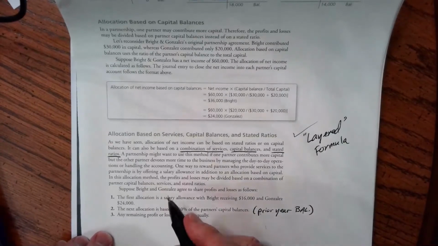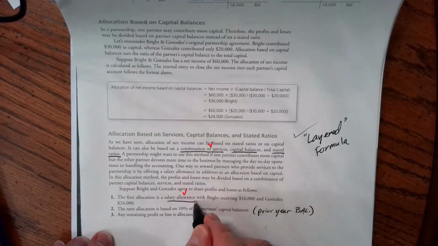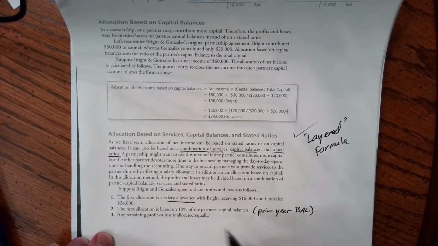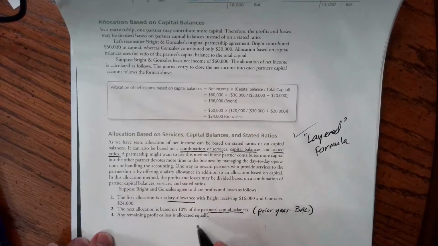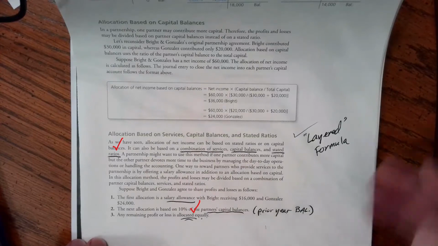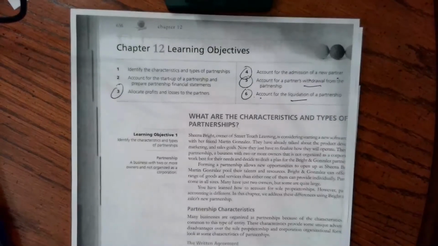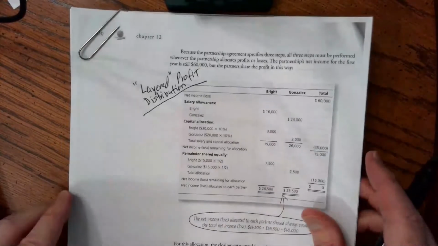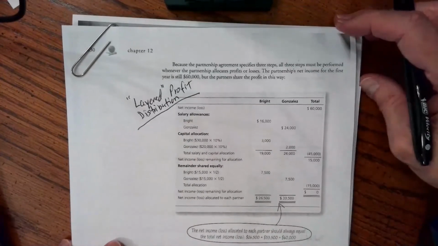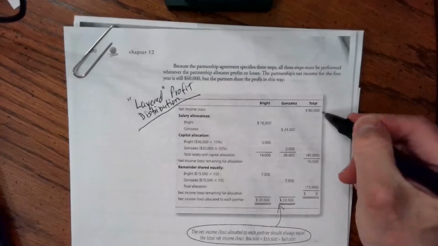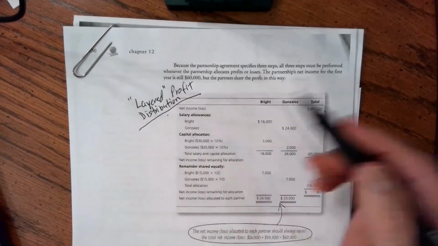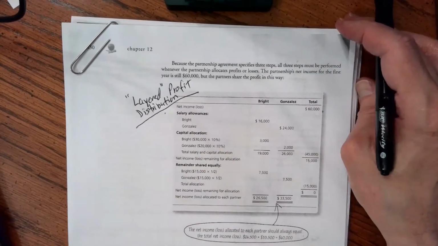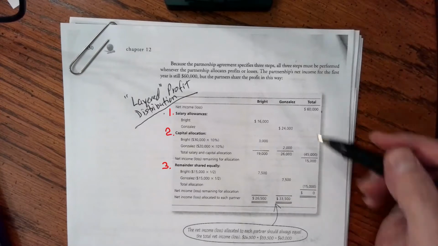We'll look at a formula that has a salary allowance to begin with. Secondly, the next allocation based on partners' capital balance, prior year balance, and then finally some ratio, in this case evenly, of the amount that remains. The chapter shows a distribution of profits for the year using this layered or complex distribution formula. Again, 3 different formulas to go through to allocate one amount.